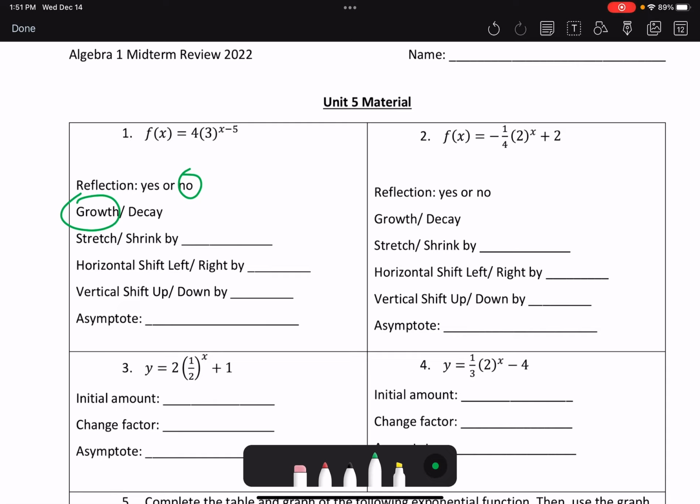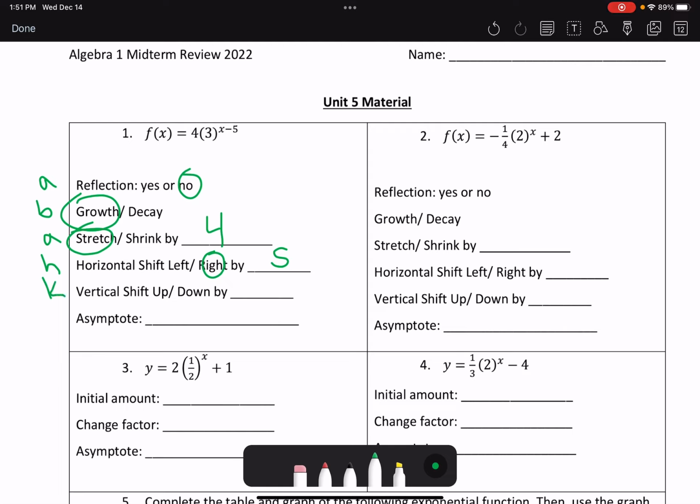And then I'm going to look at my a value again for stretch or shrink. So I've had a, b, we're at a again. 4 is bigger than 1, so this is going to be a stretch by 4. I then need to look at my h value to determine that horizontal shift left or right. I have x minus 5, which aligns with our exponential function where it says x minus h. So this is going to shift right by 5 units.